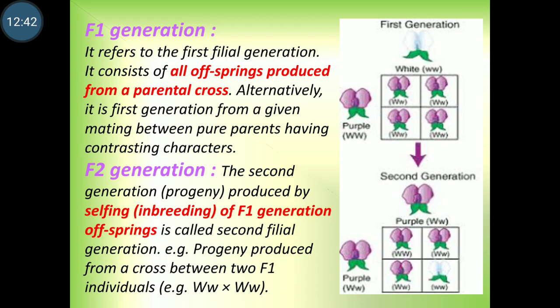F1 generation. It refers to the first filial generation. It consists of all offsprings produced from parental cross. F2 generation. The second generation or second filial generation produced by selfing of F1 generation offsprings. It is called second filial generation. Progeny produced from a cross between two F1 individuals is F2 generation.